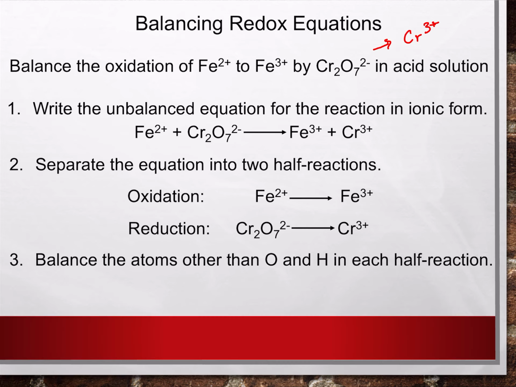So after you break them into your half reactions, you're going to balance the atoms other than oxygen and hydrogen in each half reaction. We have ways of dealing with oxygen and hydrogen later, so we're just going to balance the ones that are not that. So if we look at the iron reaction, there's one iron on each side, so we don't have to do that step. But for the chromium one, on the left side we have 2 chromiums. On the right side we only have 1. So we'll balance our chromiums by adding a 2 out in front of chromium 3+.